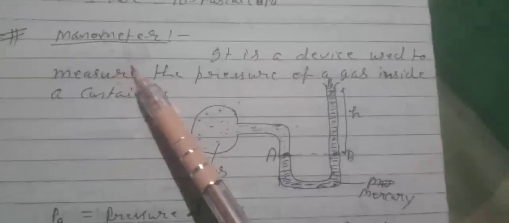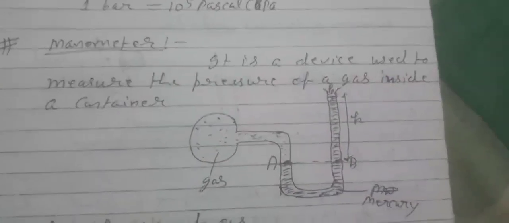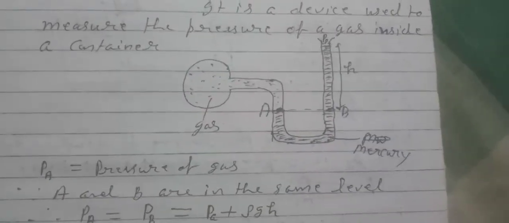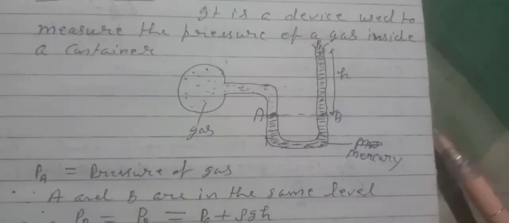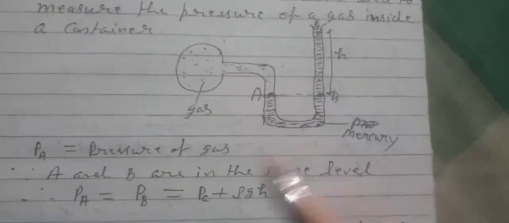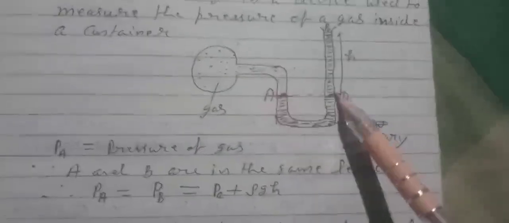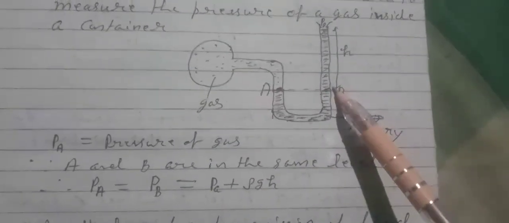Manometer. It is a device used to measure the pressure of a gas inside a container. Let's see the figure. As shown in the figure, PA is the pressure of the gas at this point. Consider 2 points A and B as shown in the figure, and this is the free surface.